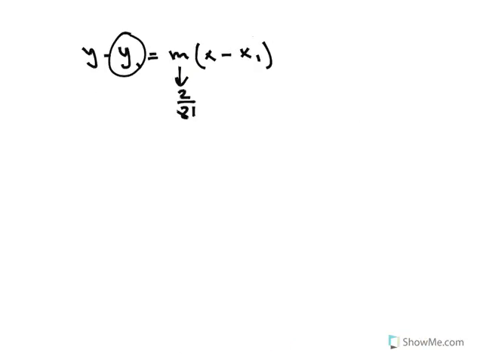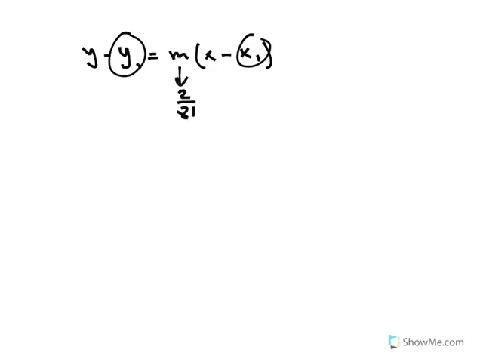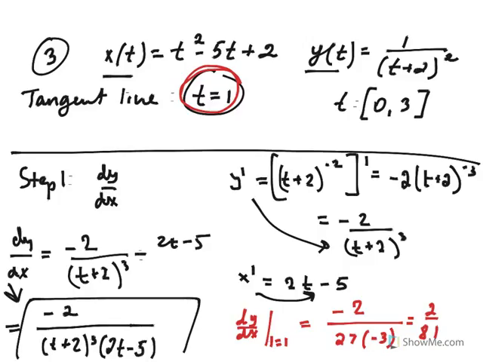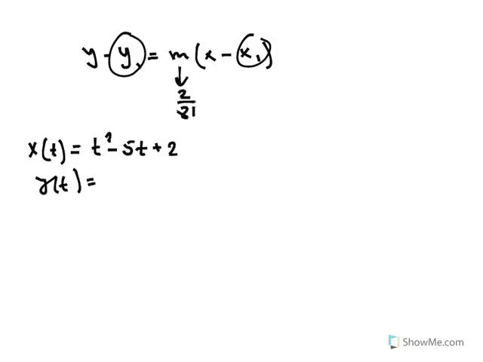Now we need to find these guys, the points. That's easy, because the x of t equation you have, it's t squared minus 5t plus 2. But t, they give you this condition that t equals 1. So I'm going to use that given equation, I'm going to copy it, x of t equals t squared minus 5t plus 2. Y of t, it was, I believe, 1 over t plus 2 squared.